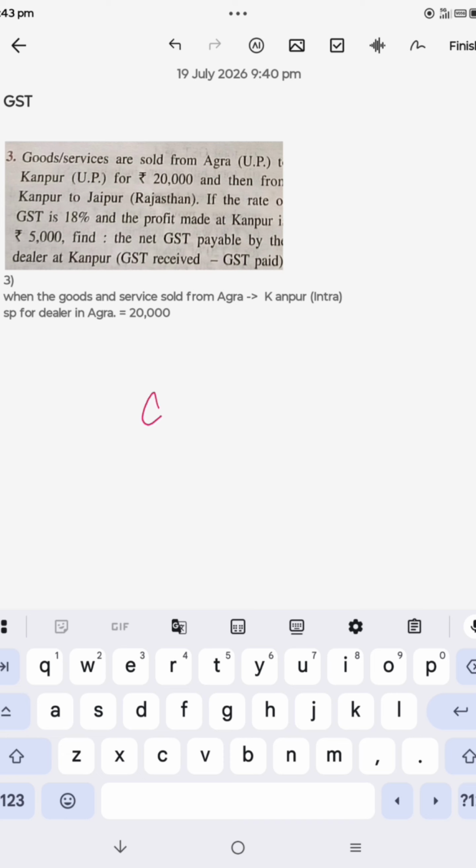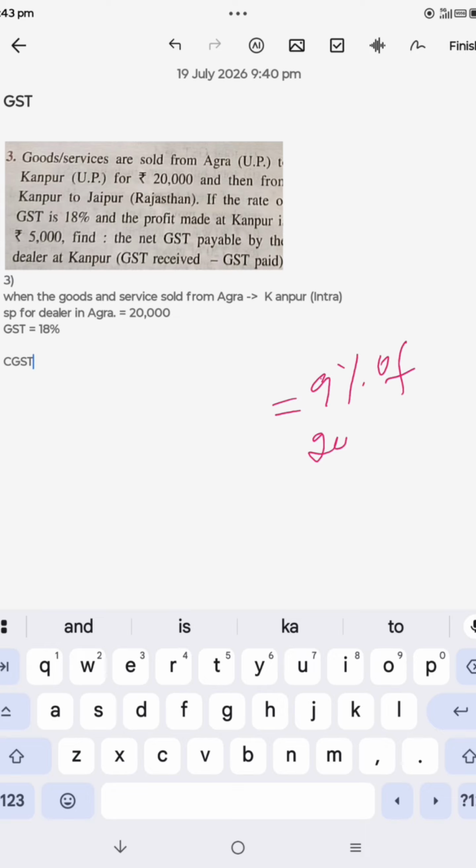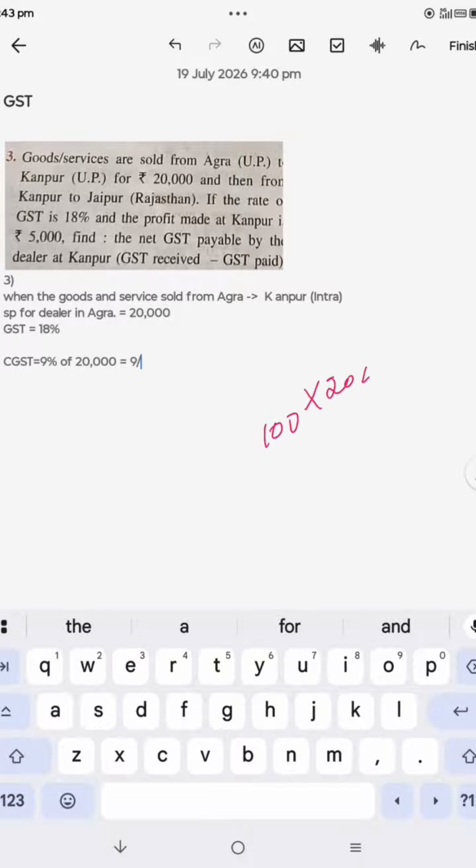Next, GST given is 18%. We will find out the CGST. CGST would be 9% of 20,000. It comes to how much? 9 upon 100 into 20,000 is equal to 1,800. Similarly, we'll find out the SGST also. It is equal to 1800 only. This is also 9% of the 20,000. GST में हमारा 18% आएगा.